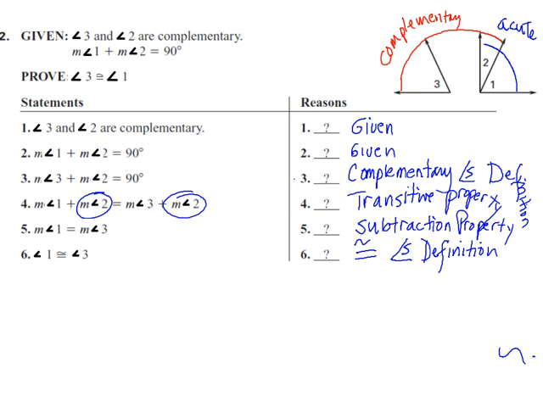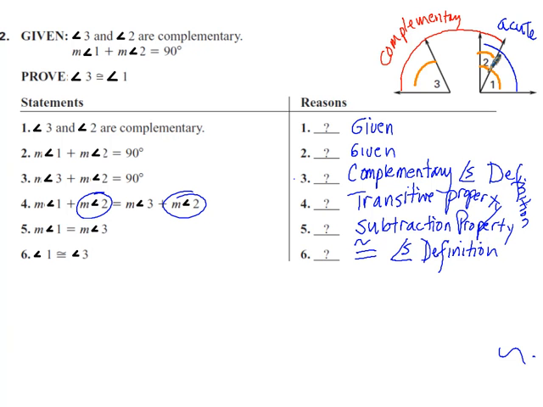This one's to do with angles, and we're given that angle 3 and angle 2 are complementary. You remember that angle 2 and angle 3 are complementary. That means angle 2 and angle 3 added together must sum up to 90 degrees. We had a definition for that, the complementary definition: sum to 90 degrees. They also gave us measure of angle 1 and measure of angle 2. These two angles sum to 90 degrees.